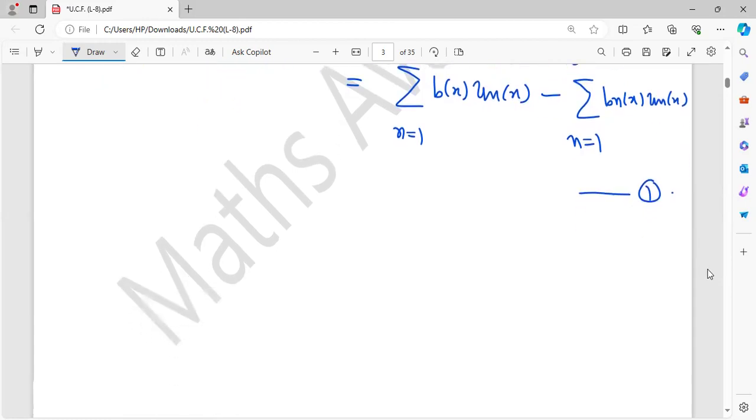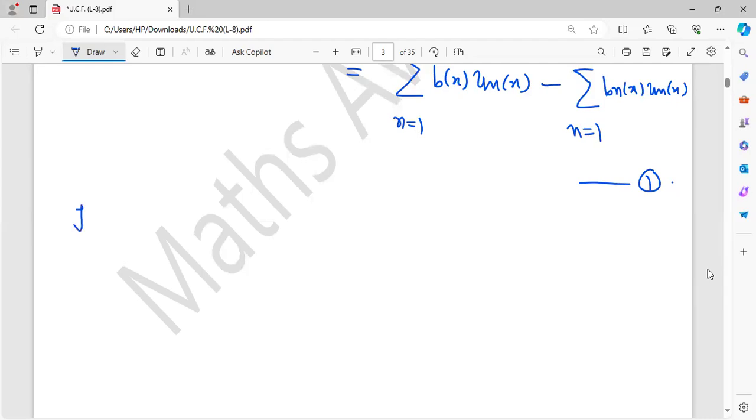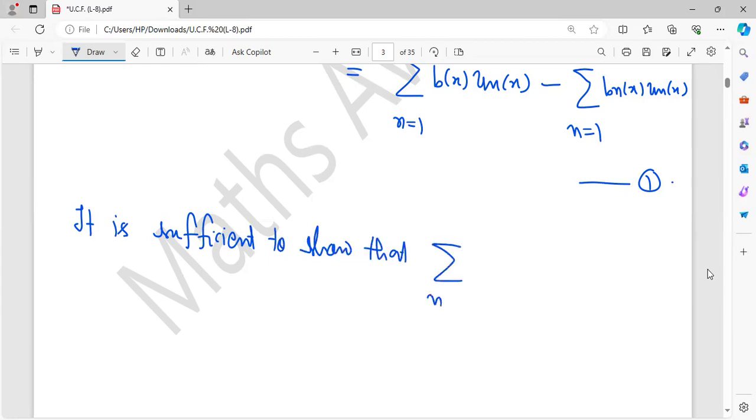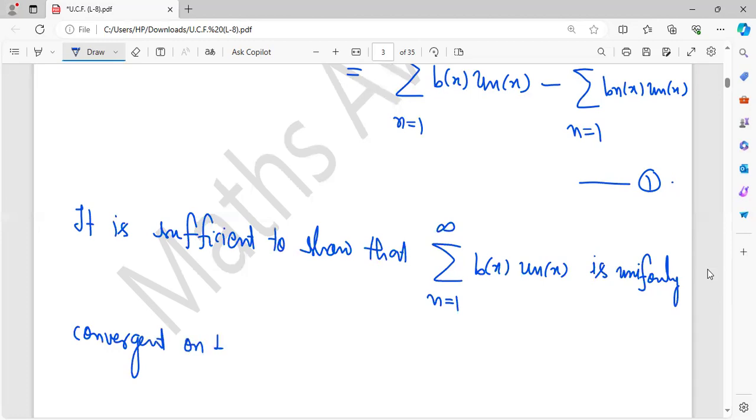So it is sufficient to show that this series, B(x) u_n(x), is uniformly convergent on I. Because if we can show this is uniformly convergent, we will send it from the left-hand side and we will get B_n(x) u_n(x). This is the difference of two uniformly convergent series and that is convergent uniformly.